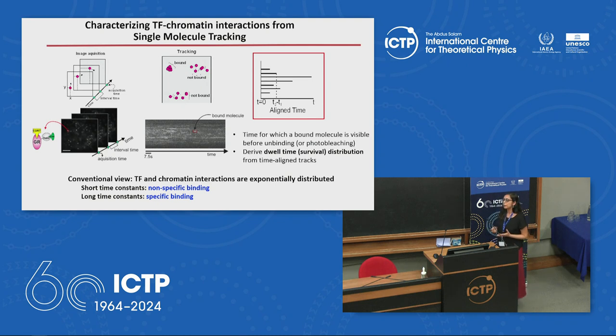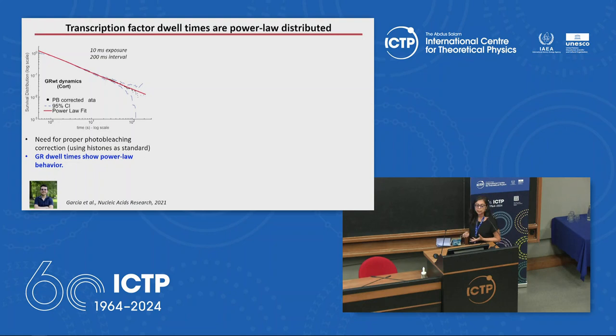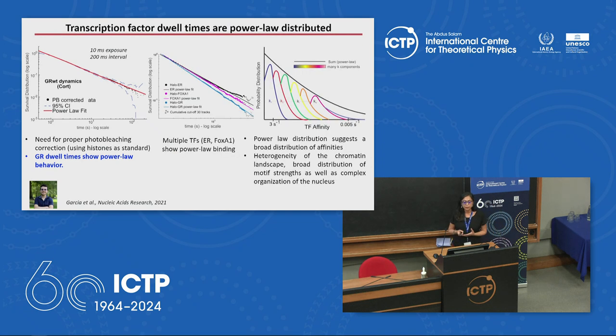But with some additional image analysis, specifically photobleaching correction that my student David Garcia implemented, using histones as a standard, we found that transcription factor dynamics can be characterized by power law distributions. And here GR relates to the glucocorticoid receptor, and we've been using steroid hormone receptors as model systems. This appears to be fairly general. We looked at multiple transcription factors as well as other architectural and binding proteins. In this case, you just see a couple of other examples showing what appears like power law binding.